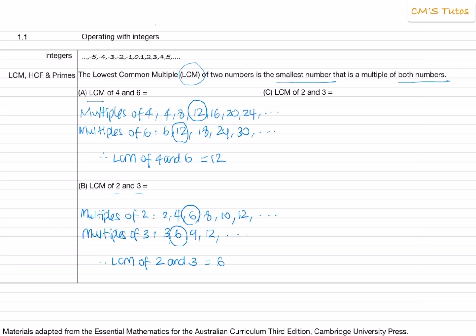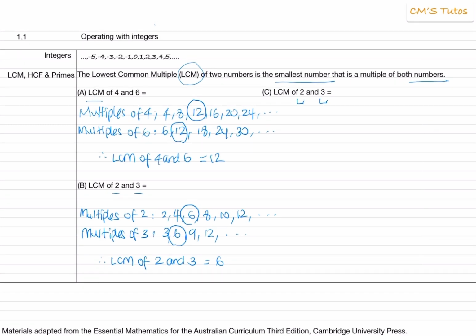There's another way to solve LCM. What if we have to find the LCM of numbers that are bigger than 2 and 3? Now let's try these two numbers, 16 and 42. If we have to find the LCM of 16 and 42, we can use the little dividing tool. We will write the numbers in, and let's try dividing with 2.